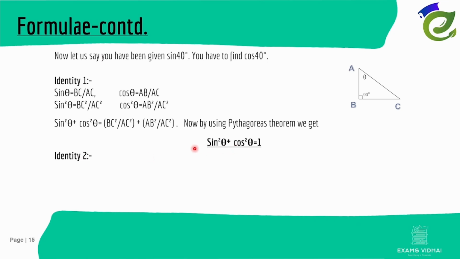And identity 2. For identity 2, you just divide this, sin squared theta plus cos squared theta equal to 1, by cos squared theta on both sides. So what do you get? Sin squared theta by cos squared theta. What is sin by cos? Tan. So it is tan squared theta plus cos squared by cos squared is equal to 1, and 1 by cos squared theta. What is the reciprocal of cos? It starts with a C, so the reciprocal should start with an S. So it should be secant theta. So tan squared theta plus 1 equal to secant squared theta. Now this is the second important identity.